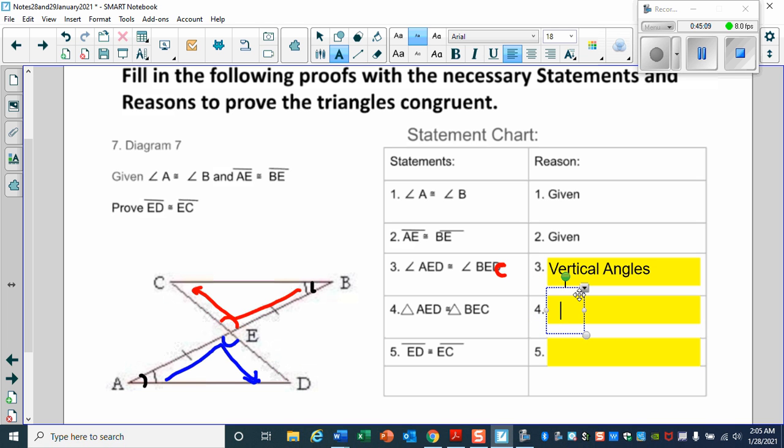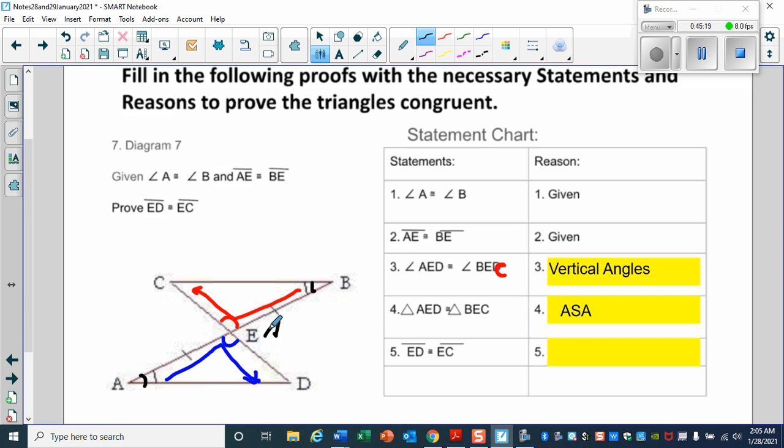Again, two triangles are congruent because of angle, side, angle. Here's your angle, side, angle. And we'll mark it. Same thing here, angle, side, angle. And then ED is going to be congruent to EC. Again, it goes back to the CPCTC.